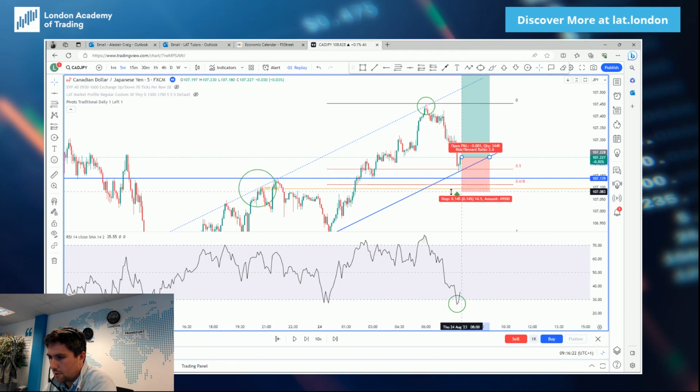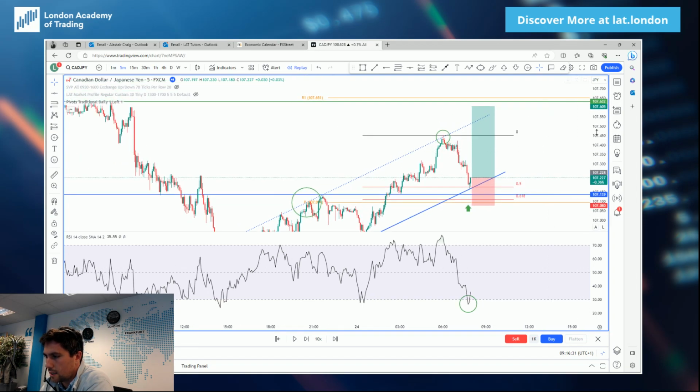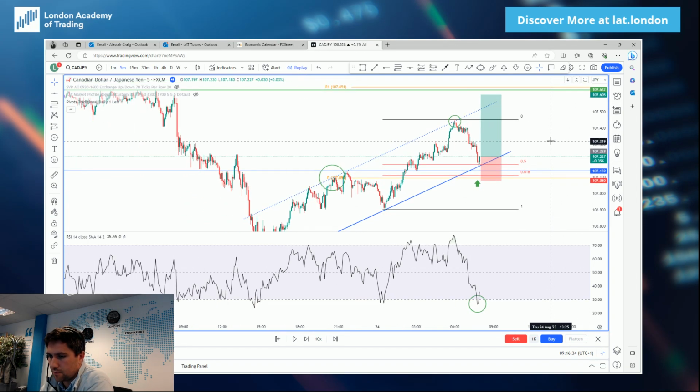If I come slightly lower again, here I can take into account the trend line, the fib, the support level, and the pivot point. Most definitely the safest stop loss, but of course the lowest risk to reward ratio.